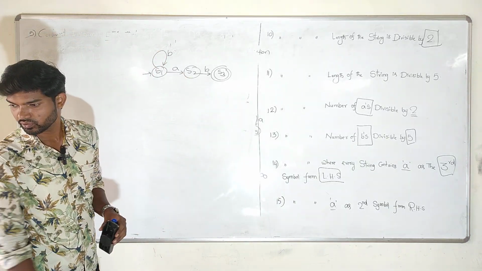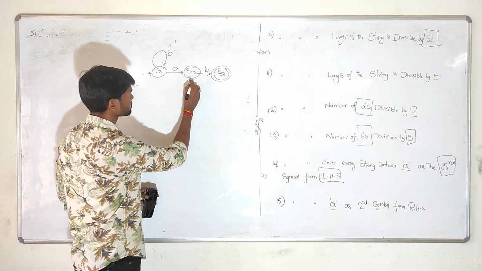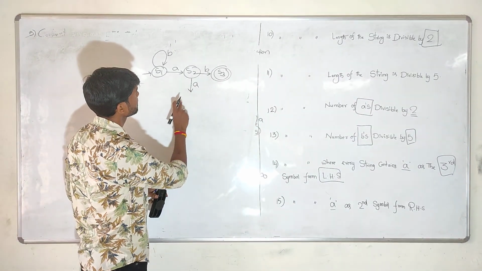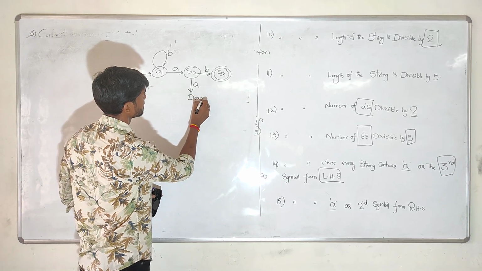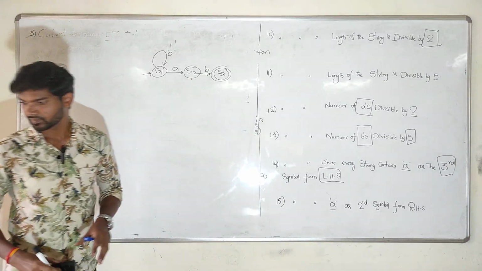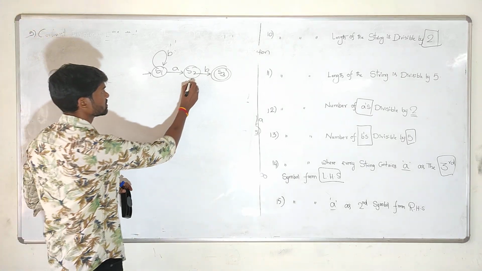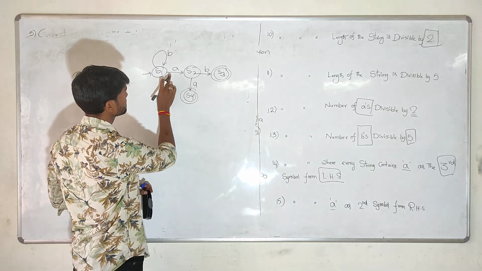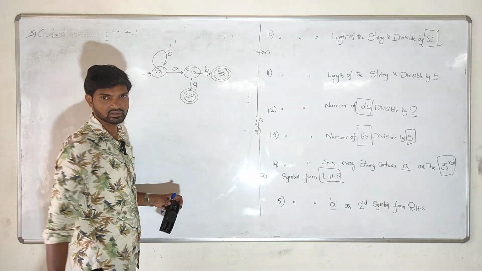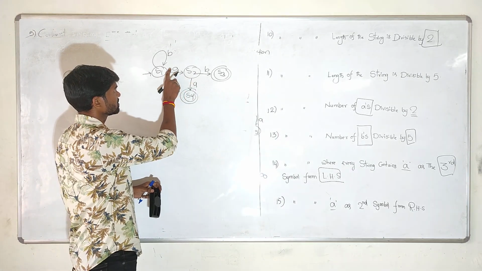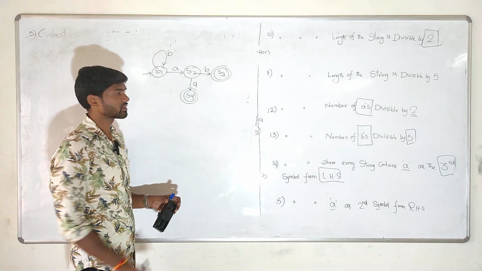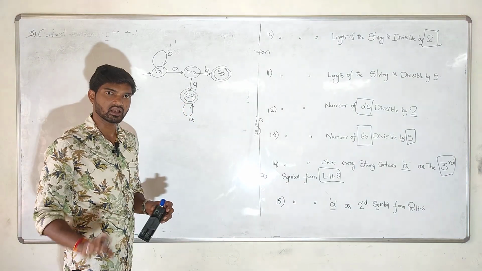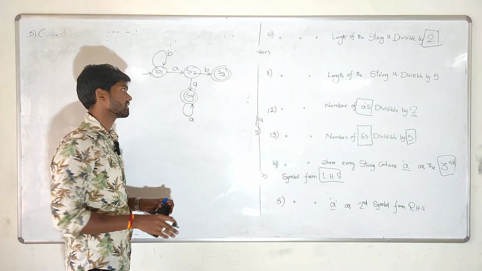And on S2, if I apply small a, it always leads to which state? One minute. On S2, if I apply small a, this is also accepted for us. This is also accepted, meaning AA. In this case also, A is the second symbol from the right hand side only. And on S4, any number of A's can come, it always contains A as the second symbol from the right hand side.